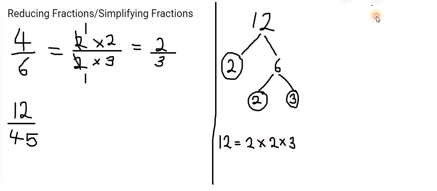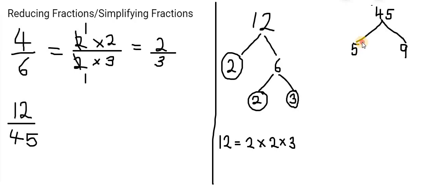And 45 ends in a 5, so 5 is a factor. The number that goes with 5 to make 45, if you don't know, carry out 45 divided by 5, but that should be 9 if you know that by heart.